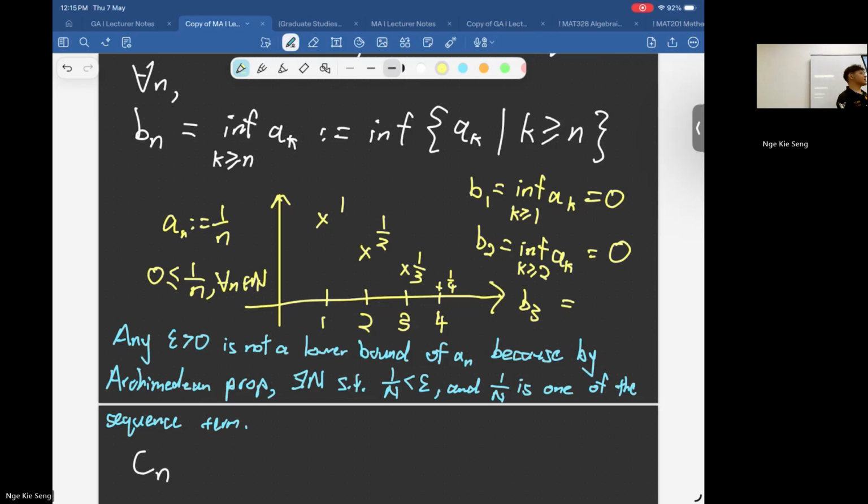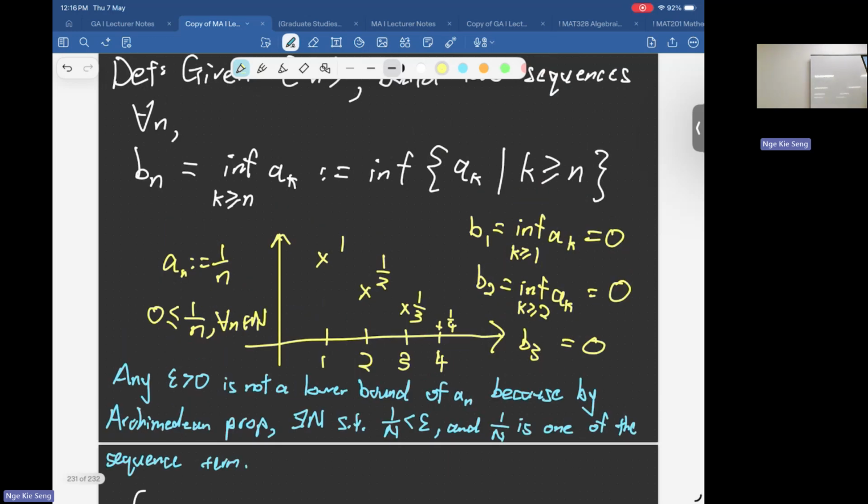B3, eh? What did you remove for B3? A1 and A2. But then you still have this phenomenon occur here, so you get 0 here. So actually, what you produce from here is that the sequence B_n is a constant sequence. And it turns out that this matches up with the limit of this sequence.